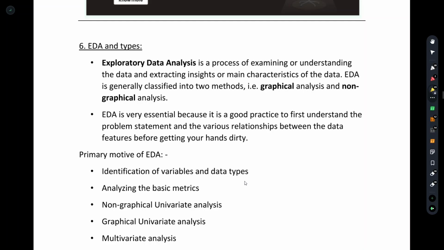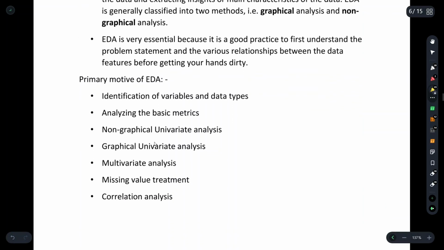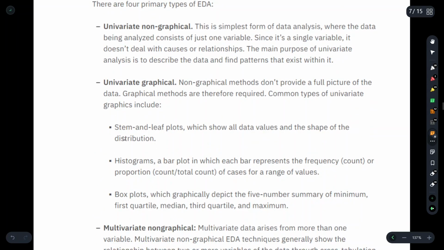So EDA is very essential because it is a good practice to first understand the problem statement and the various relationships between the data features. The primary motive of EDA is identification of data variables and data types, analyzing the basic metrics, non-graphical univariate analysis, graphical univariate analysis, multivariate analysis, missing value treatment, and correlation analysis. These are the things I had discussed above. So these are the primary motives of EDA.